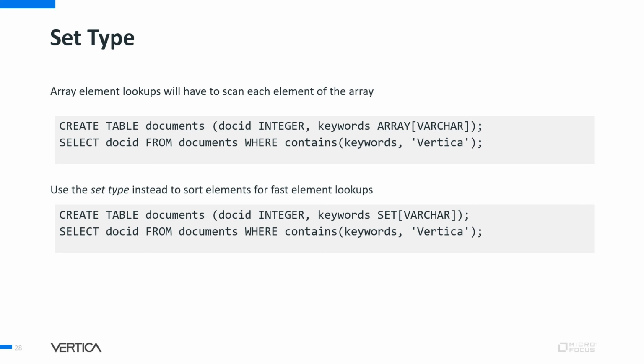Now, we've alluded to the set type in some of our examples. The set type is similar to the array type, but it internally sorts its elements so that you can do faster lookups. If you search an array type for a value, then you have to scan each element. But if you search a set, then you can exploit that internal sortedness to avoid looking at each element and get a faster lookup.